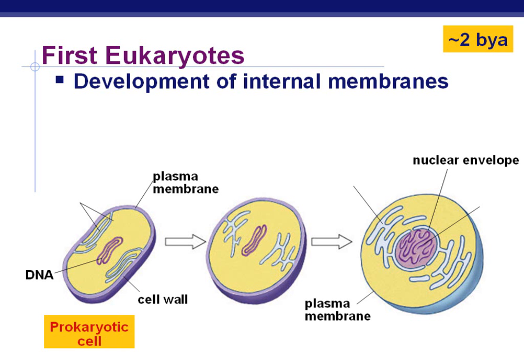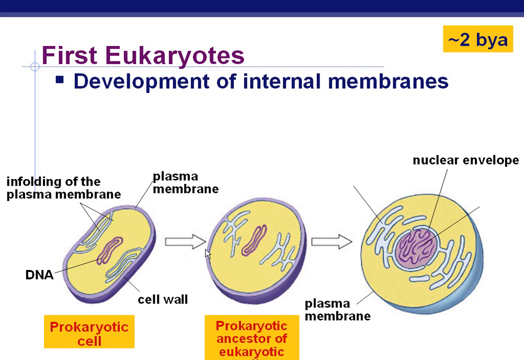Here's your prokaryotic cell with its DNA, its cell wall, and then just inside of that is your plasma membrane. Beginning with just an infolding of the plasma membrane, it just folds in on itself, giving rise to a prokaryotic ancestor of eukaryotic cells. More infoldings, DNA still in the same place.